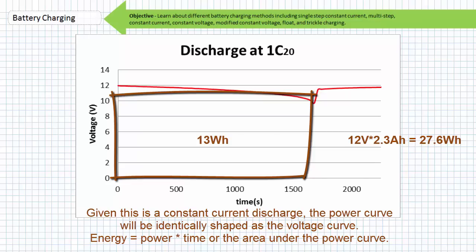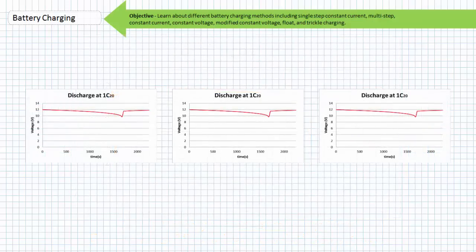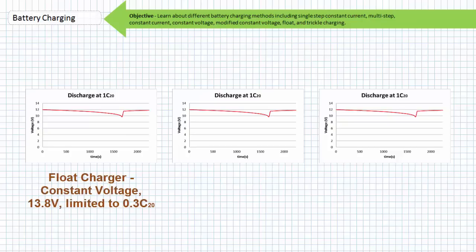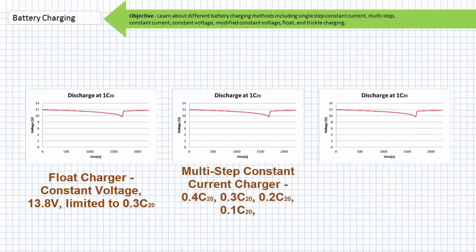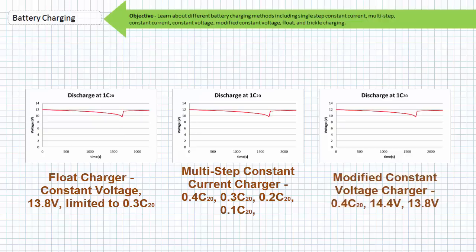In fact, the only way this battery could possibly deliver the nominal 27.6 watt-hours would be if it was discharged at the comparatively slow 20-hour rate as used by the manufacturer. Now we'll take these three batteries and charge them using three different methods. First, we'll use a float charger, which is meant to simulate a constant voltage method. However, this particular float charger is characterized by a maximum current value limit. This way we won't get a damaging initial current spike. Next, we'll use a multi-step constant current charger with 4 stages. Finally, we'll use the modified constant voltage or fast charging method.